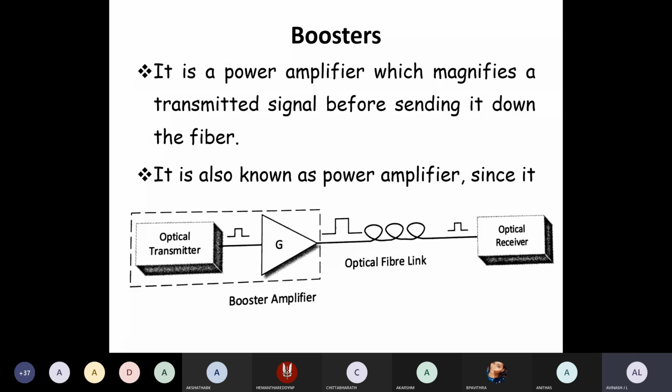You can see the level of intensity. The optical transmitter will transmit the signal at one particular energy level. With the booster amplifier it will be boosted, and the boosted signal will be sent. Now when it is traveling in the fiber, due to the attenuation, once again the signal level will come down. We need to understand how much the signal level is coming down.